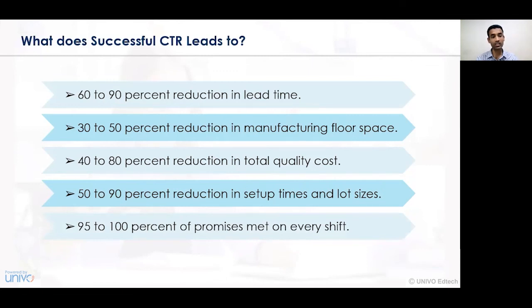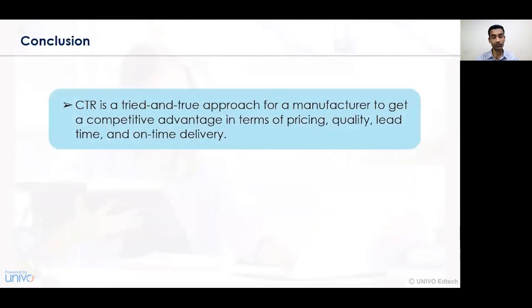So these are the various outcomes of successful CTR that lead to control of the business activities with respect to the lead time, the manufacturing floor space, the total quality cost, the setup time and the lot size, and the shift management. So cycle time reduction is always a tried and true approach for a manufacturing concern to have a competitive advantage in terms of pricing, quality, lead time, and on-time delivery.